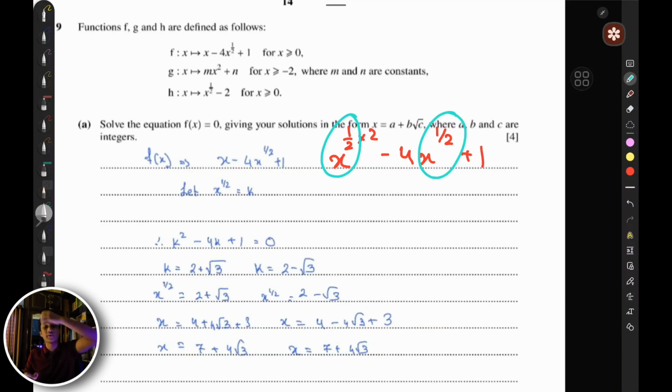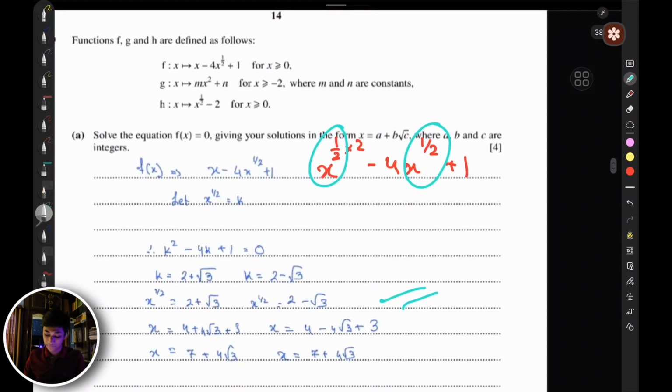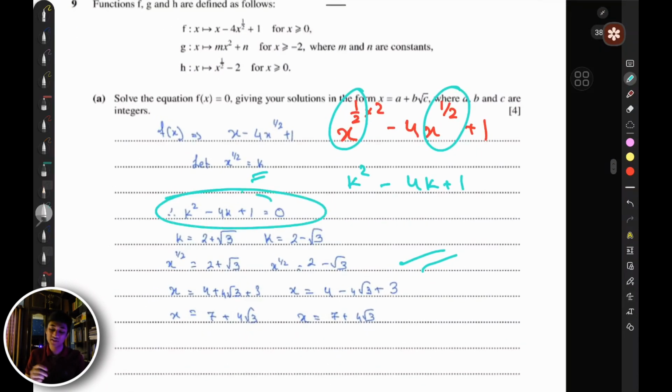Later on you can solve for x using square over here. Okay, so you can substitute x to the power of half using any constant, whichever you prefer, and the expression is going to be k squared minus 4k plus 1. So we are substituting just the x to the power half part. Great. So now you have a quadratic equation that you're used to and you can solve it.